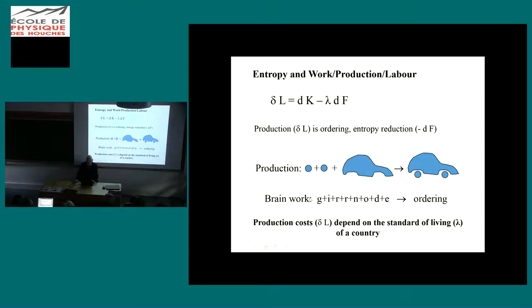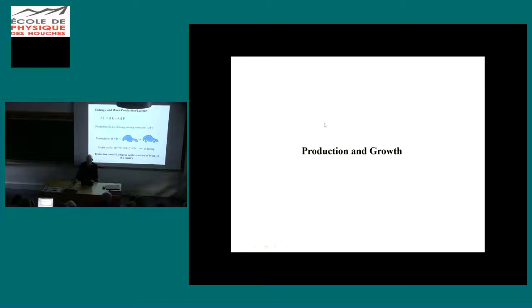And brain work people, they puzzle about this word. Well, it turns out to be ordering. A doctor orders the body of his patient, and the teacher orders the brain of his students. In addition, this term shows that production costs depend on lambda, on the standard of living, not only on the production function, but also on the lambda. And this means most people produce in China because there the standard of living is much lower. So this is very sensible.